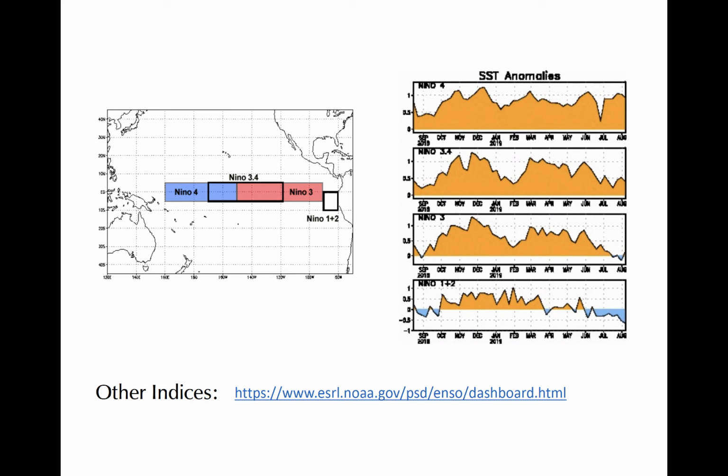A snapshot of time series of some Niño indices is shown at right for 2018 into 2019. This example shows weak temperature anomalies in the East Pacific in the Niño 1+2 region, and anomalies of generally less than 1 degree in the 3.4 region. These are indicative of a marginal to weak El Niño event. Some other examples of ENSO indices can be found at the link on the slide right here.